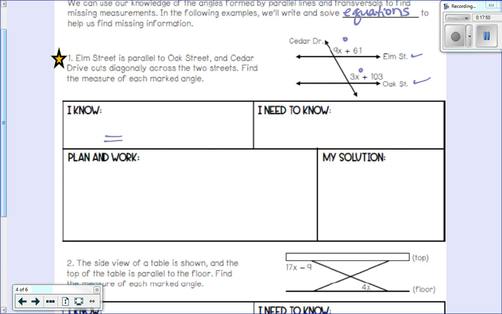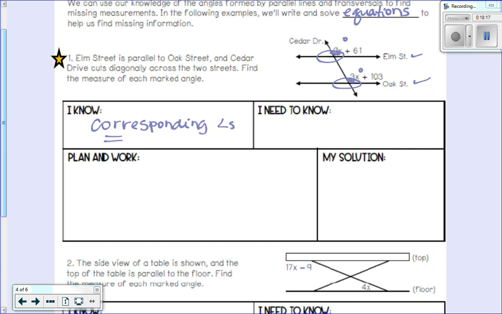Placement. Are they in the same position? The same corners? What was that? Corresponding. They are corresponding angles. So if you think of this group, this angle corresponds to that angle. Do you see that? Okay. So we know that they are corresponding angles, and we know that corresponding angles are congruent.